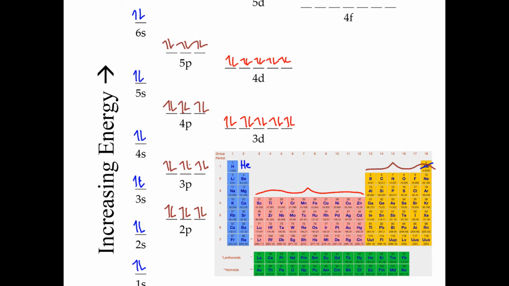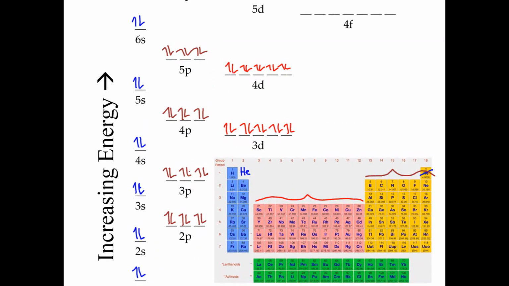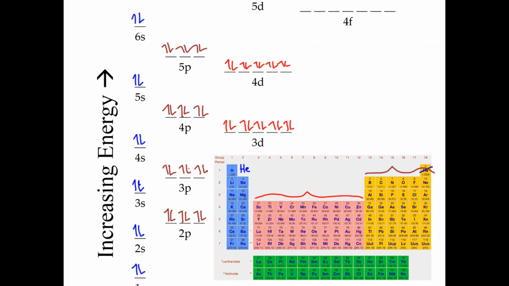And then we get a little tricky, because you could see that after 6s on our diagram is going to be 4f. So 4f, we're going to put in, starting with La, we're going to put electrons right here. And you could see that all these are 14 across. So you're going to have 1, 2, 3, 4, 5, 6, 7, 8, 9, 10, 11, 12, 13, 14.